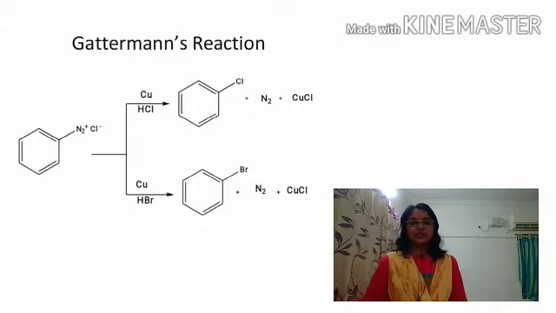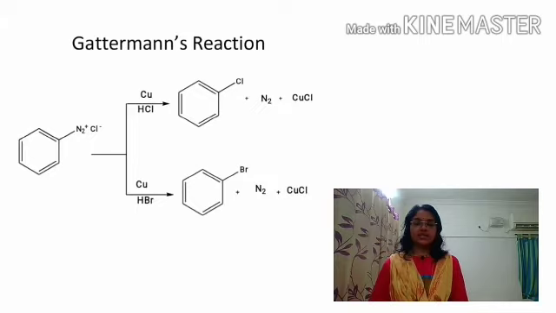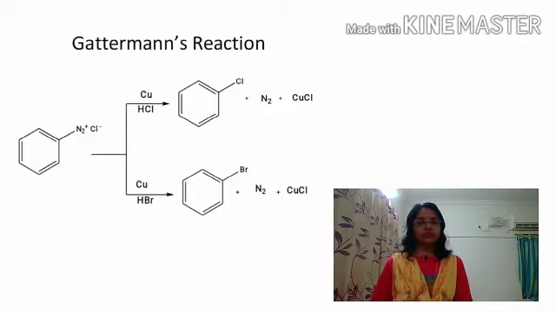Again, the diazonium group can be replaced by cyanide by the Sandmeyer reaction using copper cyanide, that is CuCN and HCN. Again, when diazonium salt is treated with copper powder and a halogen acid, that can be HCl as well as HBr, so when benzene diazonium salt is treated with copper powder and HCl, we get chlorobenzene. Similarly, copper powder with HBr gives bromobenzene. This reaction is termed the Gattermann reaction.